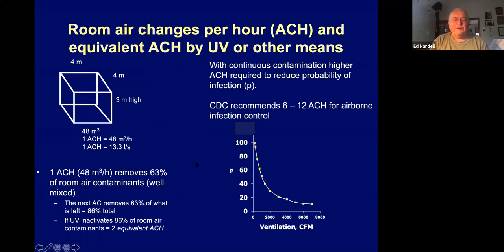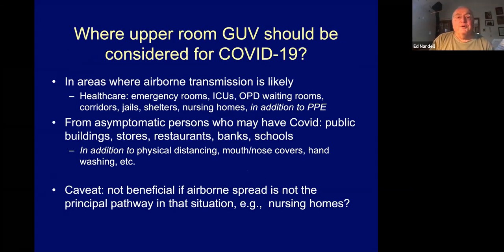The way we equate these two things, actual room air changes and UV, is shown here. One air change, as I mentioned, removes 63% of contaminants in the air. The next air change removes 63% of what's left, and the next air change removes 63% of what's left. So you incrementally get lower and lower in terms of risk, but at higher and higher ventilation rates that are very hard to achieve. When UV kills or inactivates 63% of the contaminants, we say that was the equivalent of one air change. So where should it be used?